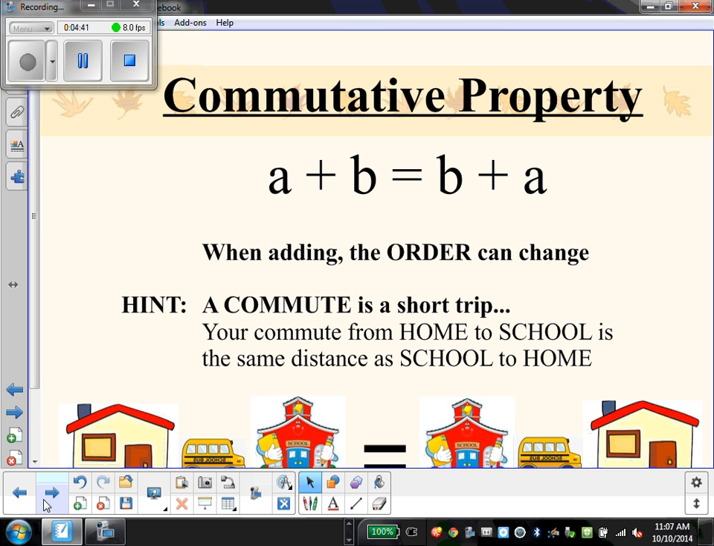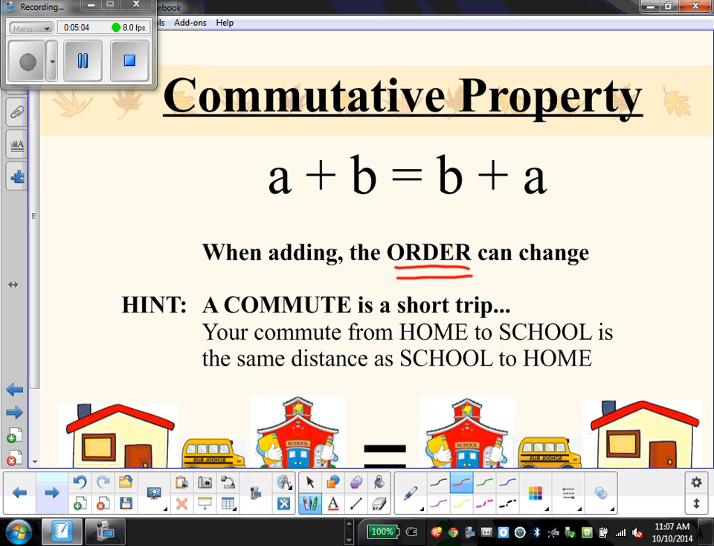The last two properties people mix up a lot, commutative property and associative property. The commutative property has to do with the order. Okay, A plus B equals B plus A. When you are adding, you can change the order. 2 plus 3 is the same as 3 plus 2. So the order of the numbers you add can change.